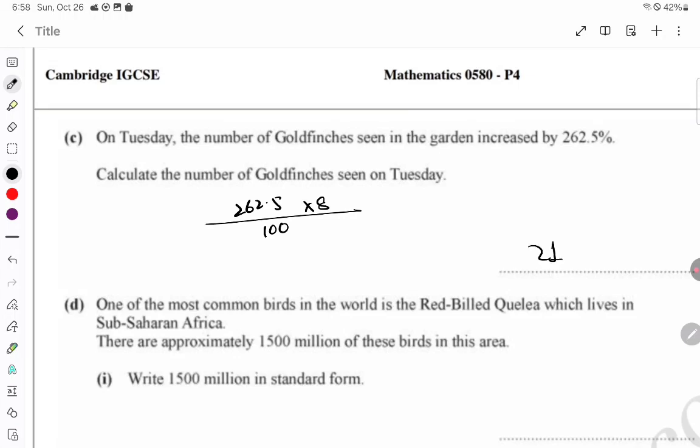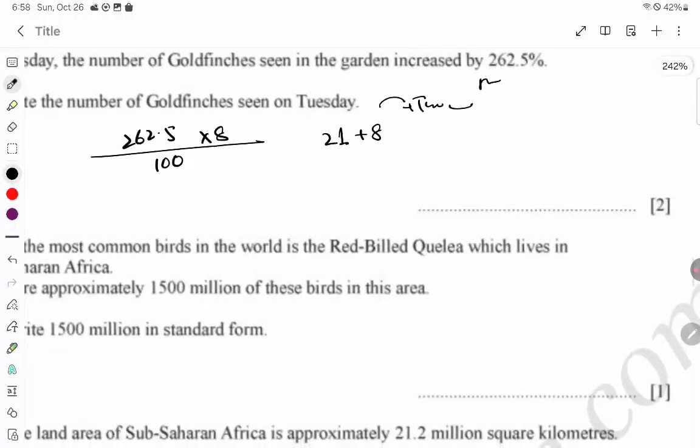But this is for the Tuesday. We just do not have to calculate the value for Tuesday. We also add it with the Monday, because Monday plus Tuesday, and for the Wednesday we have to add the value of Tuesday and Monday as well. So 21 plus 8 will give you the value of 29.